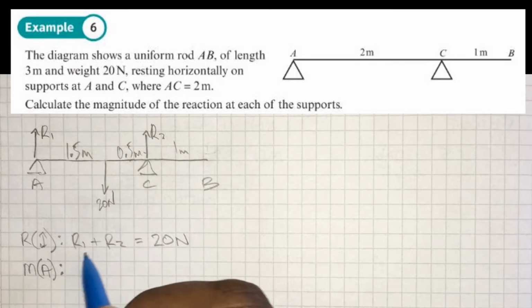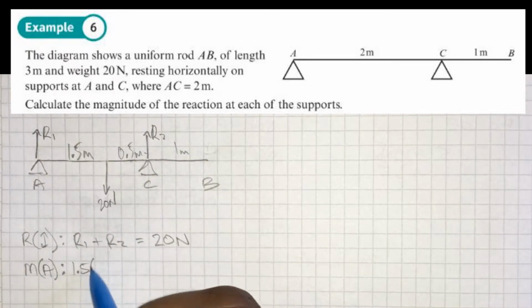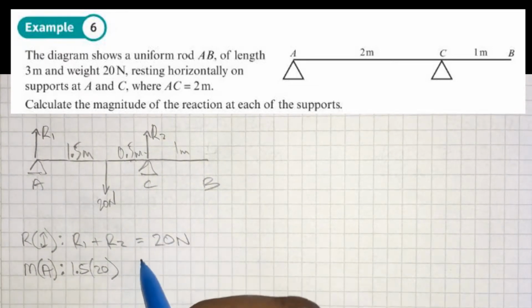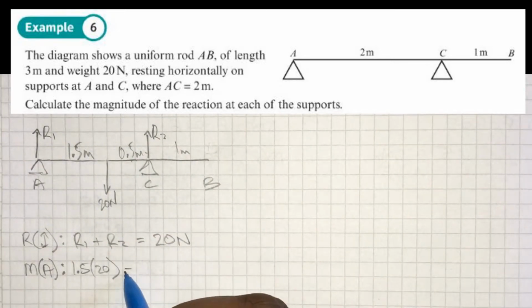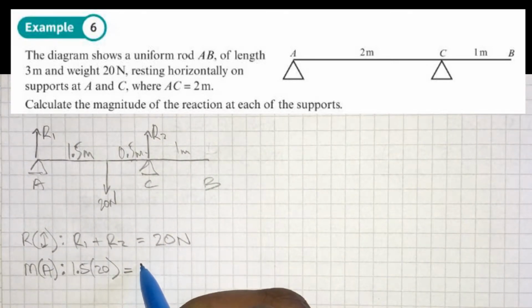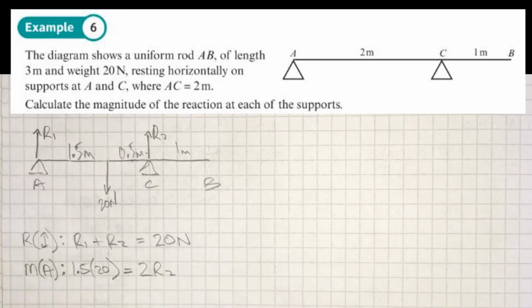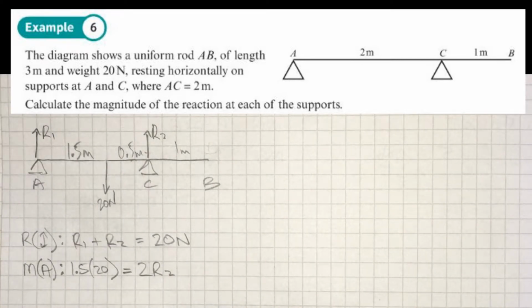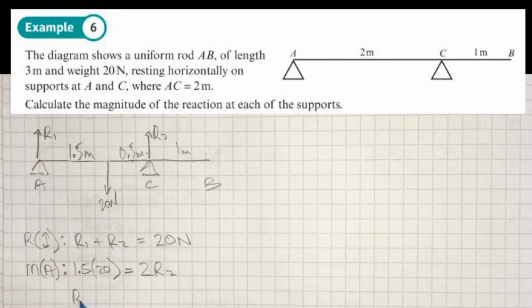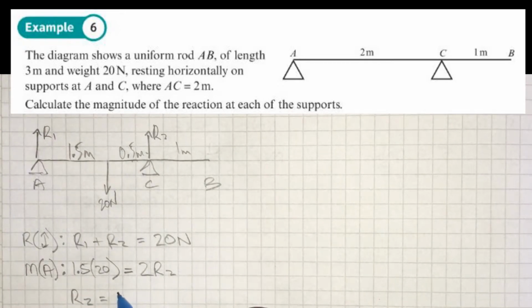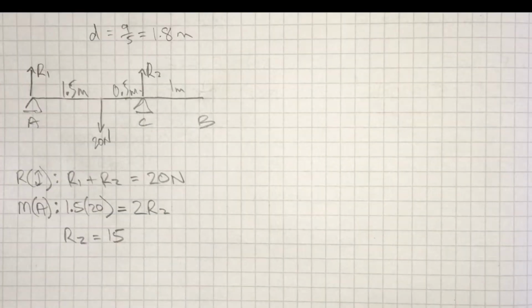Okay, so the distance to the weight is 1.5 multiplied by 20. That's the moment. That's the only clockwise moment. And my anti-clockwise moment is the 2 meters to reaction 2 multiplied by R2. All right, some sensible rearranging, and I can get a value for R2. It's going to be 15 newtons.